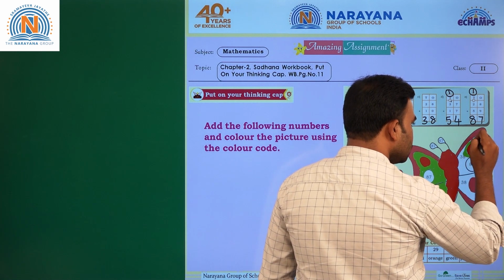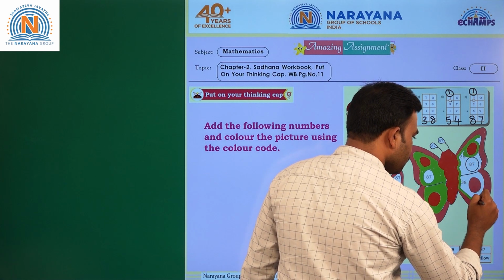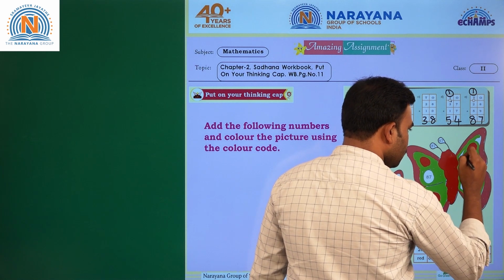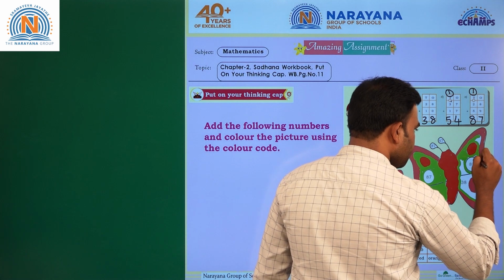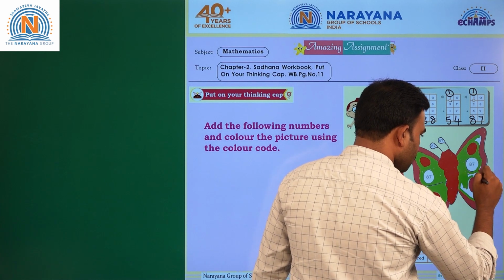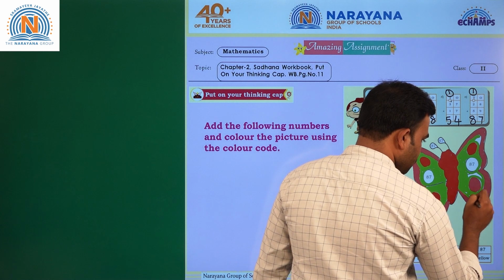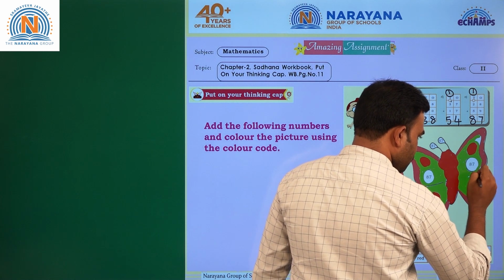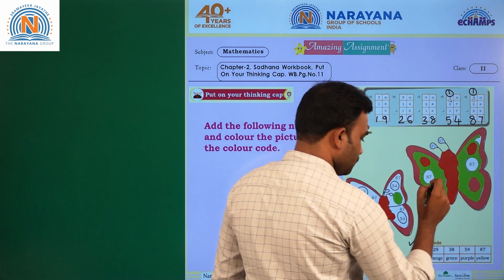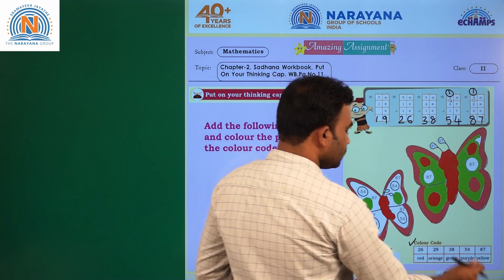First, take the outer line of that. Then fill with the green color. Next, is 38 there anywhere? No, it is not there. Then go with the 54, purple.